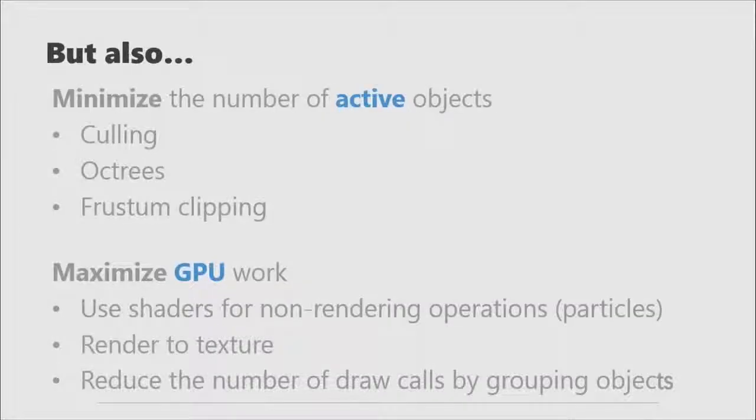So the main purpose here is to minimize the number of active objects, like we saw in the slide, and maximize the GPU work. That makes sense. That's the point. The CPU is the limitation most of the time, and we need to try to move the amount of work from the CPU to the GPU, right?